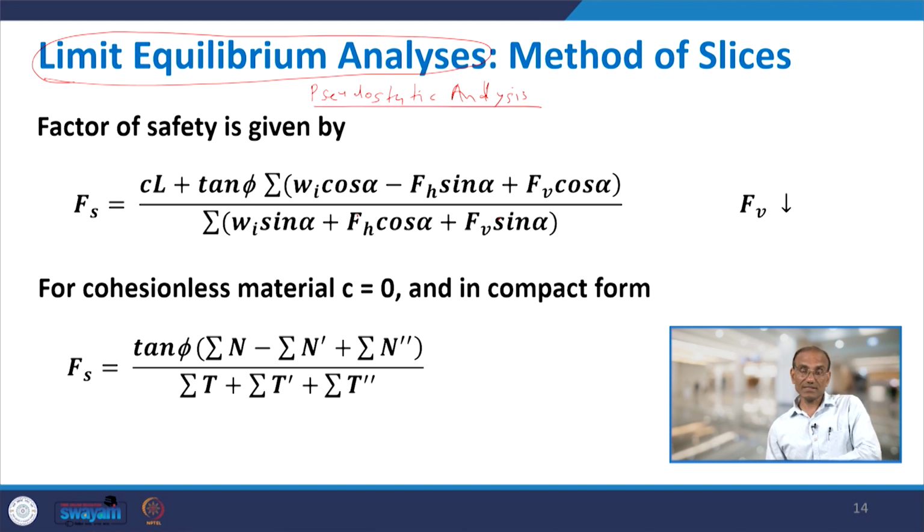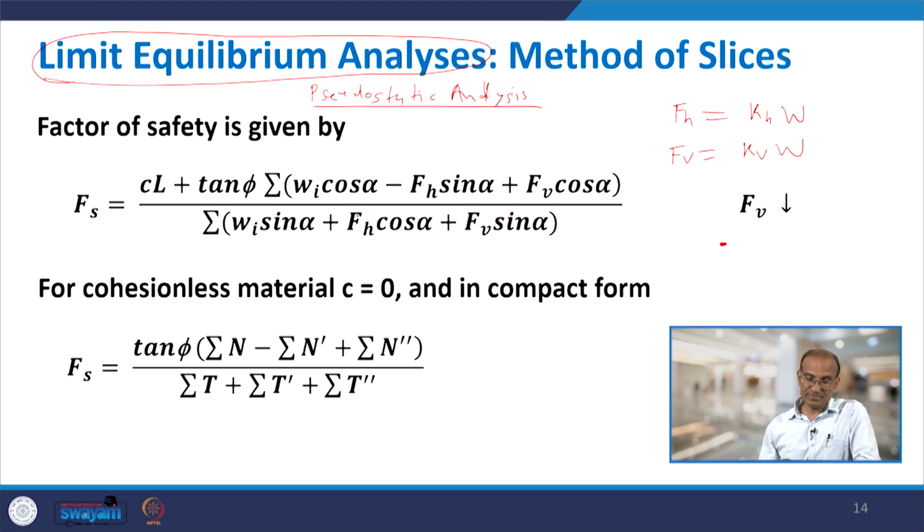The factor of safety in this pseudostatic analysis is given by this relation: Fs equals cL plus tan phi times the summation of Wi cos alpha, with these two factors Fh and Fv. What is Fh and Fv? We already discussed, and let me again remind you, Fh was the horizontal force, which is nothing but Kh multiplied by W. Fv is the vertical seismic force, which is Kv into W, and Kh and Kv are the seismic coefficients in the horizontal and vertical direction respectively, and alpha are the angles here.